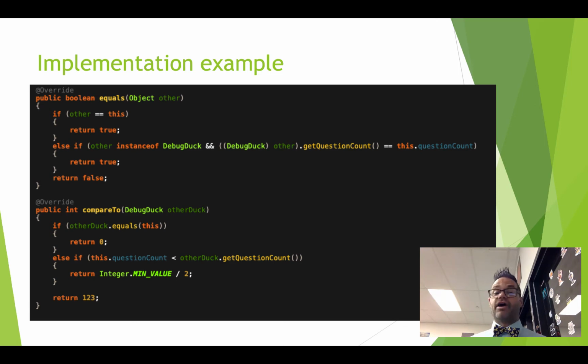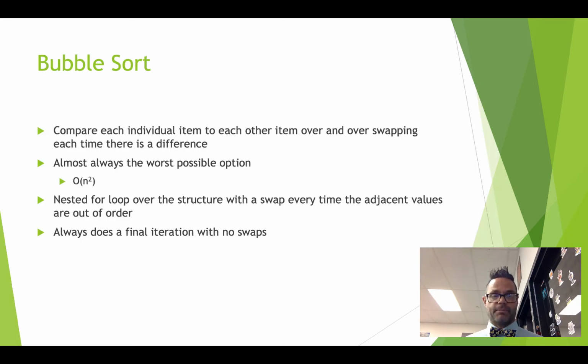We're going to do Integer.MIN_VALUE divided by 2, because that's negative 1 billion and change. Woohoo! And if it's bigger, we'll return 123. Easy peasy, we're good to go.